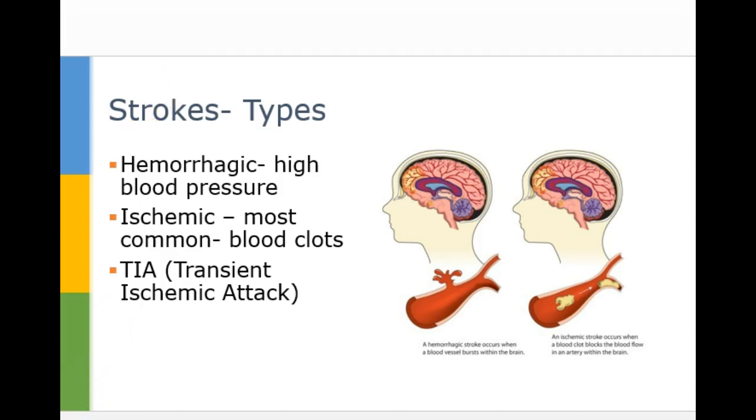A TIA, or a transient ischemic attack, is sometimes called a mini stroke. And it's different than the major types of stroke because the blood flow to the brain is usually only blocked for a short period of time. So the symptoms may come and go. But generally we say that a TIA is a warning sign of a future stroke, and you should seek medical help just like you would if you suspected a hemorrhagic or an ischemic type stroke.